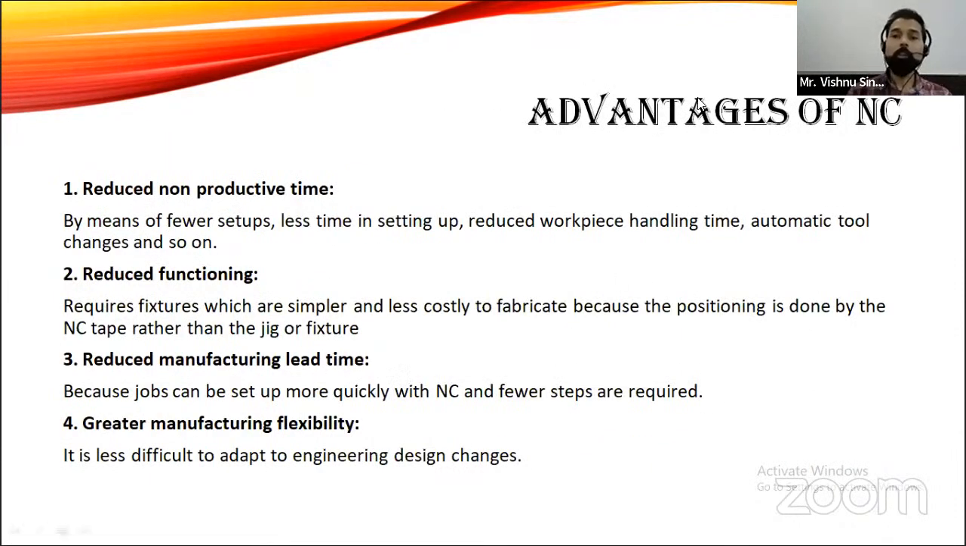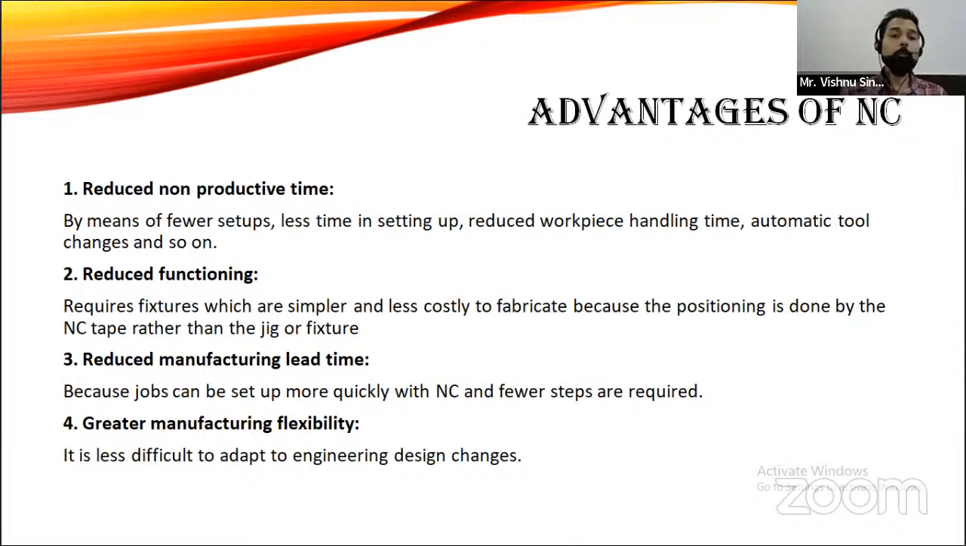So next, what are the advantages of an NC machine? Advantages of NC or CNC. Firstly, reduced non-productive time. Obviously, since we are using advanced technology, my non-productive time will get reduced. Then reduced manufacturing lead time. What exactly is the manufacturing lead time? The time that we actually use for manufacturing a certain product will get reduced, because we are using machines for manufacturing a product.